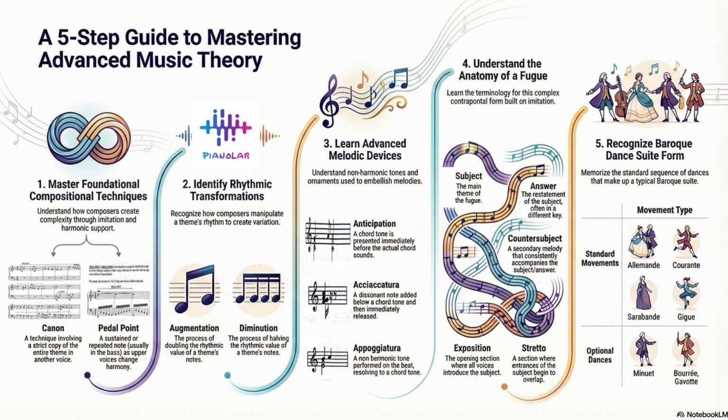So our mission is pretty clear. We need to get fluent in 5 crucial areas. These are the technical pillars of advanced theory. We're going to start from the ground up with texture, then how composers manipulate time. Add color with ornamentation. Right, and then tackle the big one, the fugue, before putting it all into context with the Baroque dance suite. It's a great roadmap.